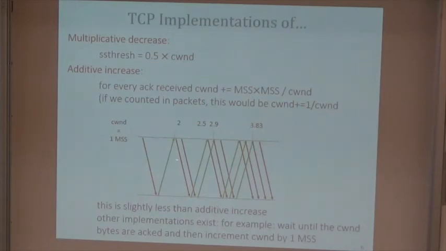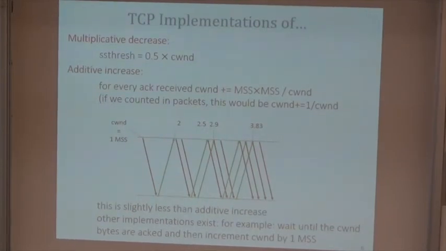Here is a small animation or simulation. We send 1 packet. Assume the congestion window would be 1 at the beginning. When I receive an ACK, then I add 1 over 1, which makes it 2. When I receive a second ACK, I add 1 over 2, which makes it 2.5. When I receive another ACK, I add 1 over 2.5, which makes it 2.9, etc.